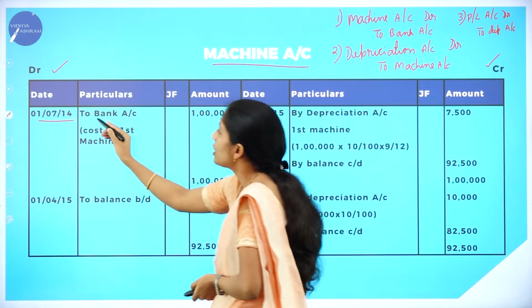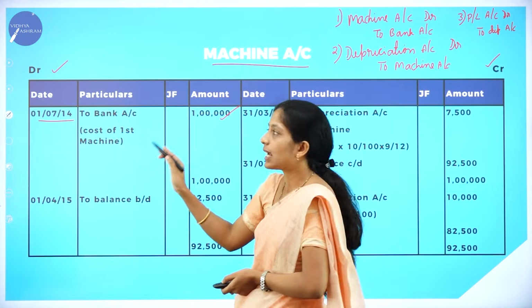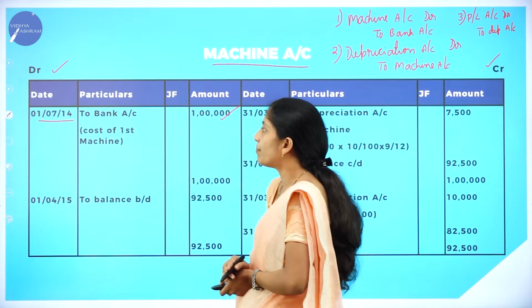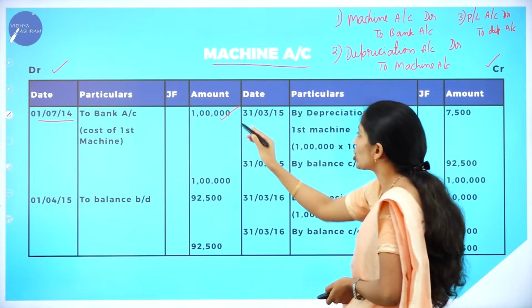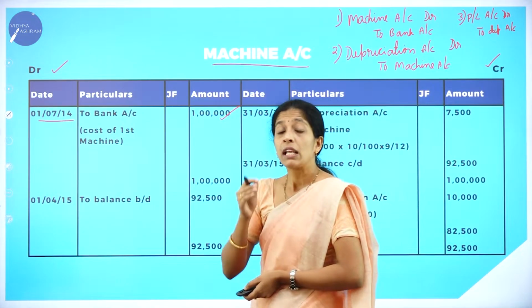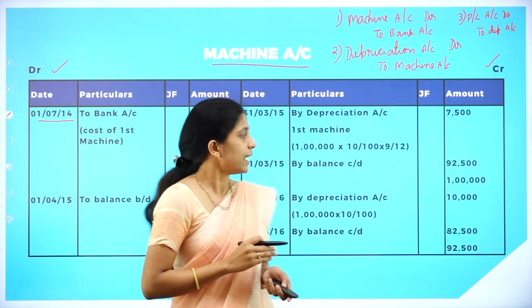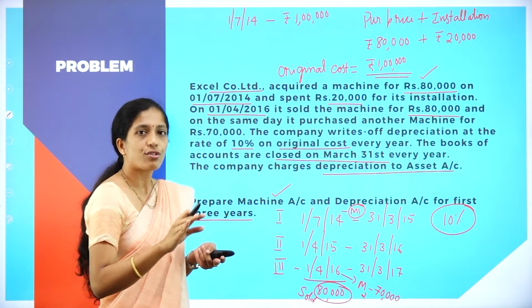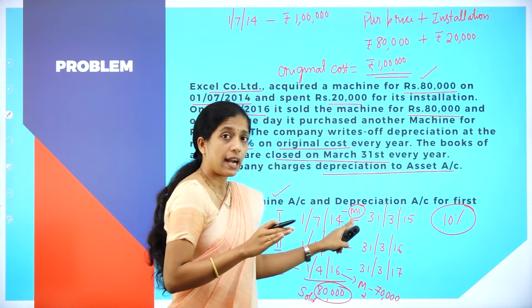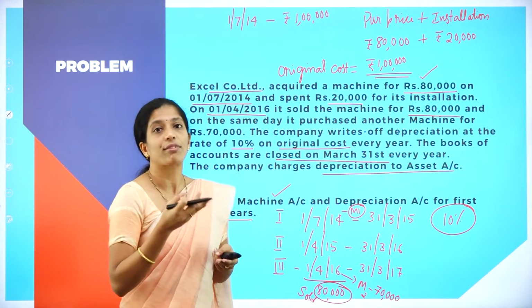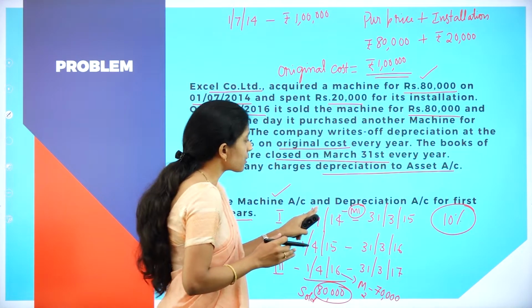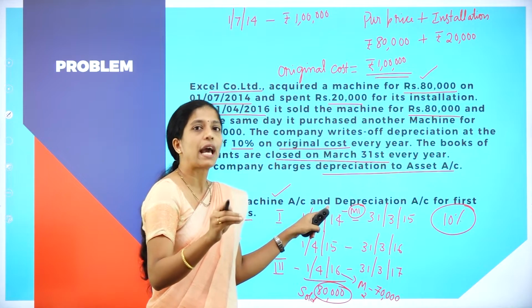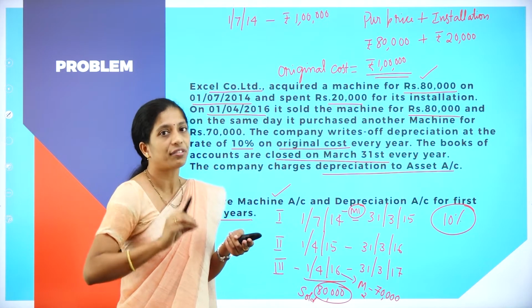So how to write? To bank account, because your entry is machine account debtor to bank account. So cost of first machine is how much? 1 lakh. In that particular year, now see the dates once again. We have purchased the machine and we have not sold any of the machine in the first year. At the same time, we have not purchased any new machine. So for this machine, we have to calculate depreciation at the end of each year.